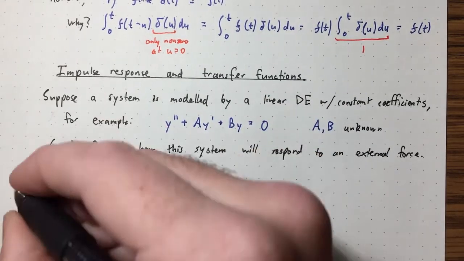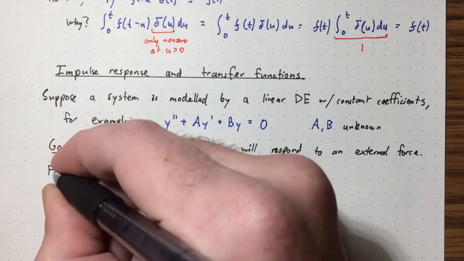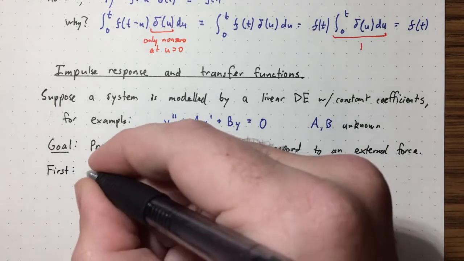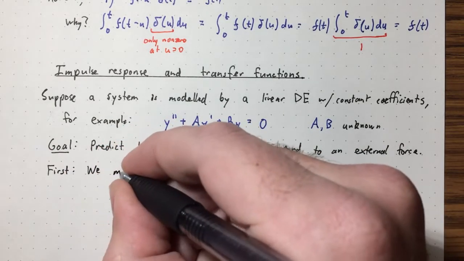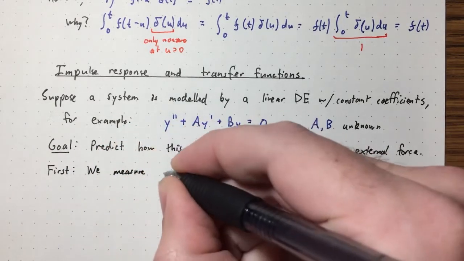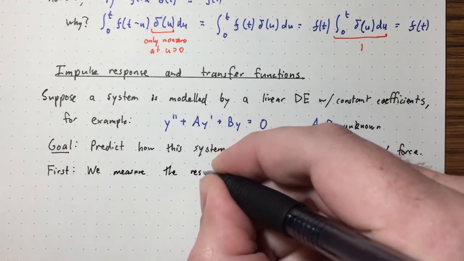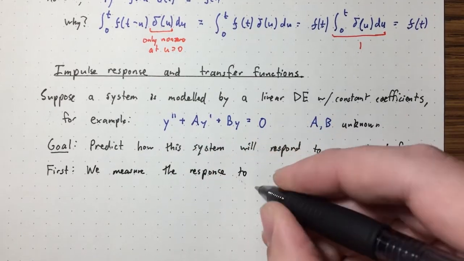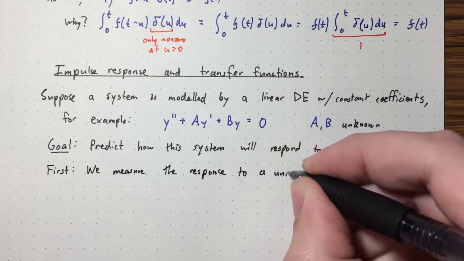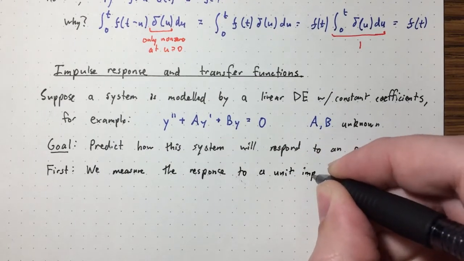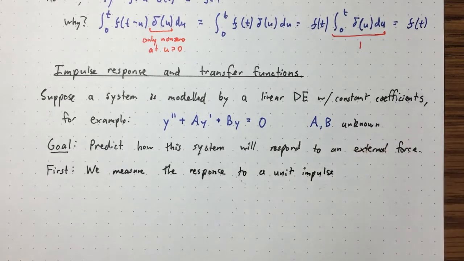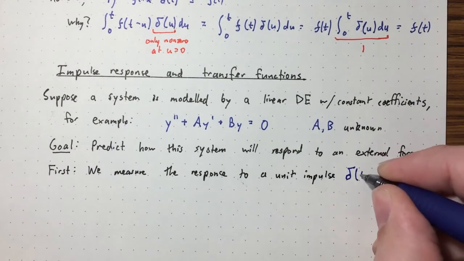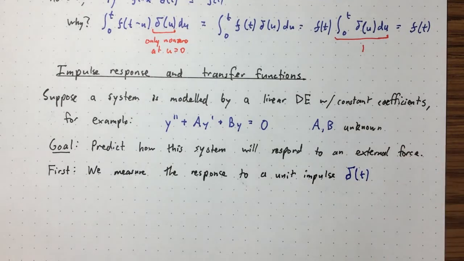So let me talk about where this comes from. So first, what we do is we measure the response of our system to a unit impulse. So here's my force function. It's just this unit impulse. How do we model a unit impulse? That's our Dirac delta function, right? Delta of t.